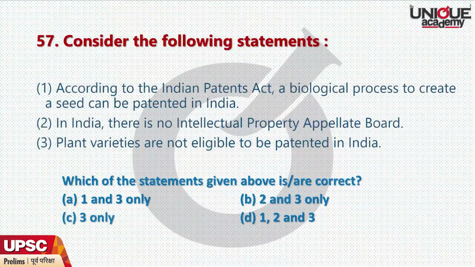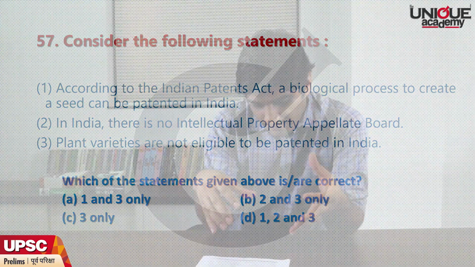Now, if you look at the paper, statement 1 and statement 3 are very much similar. Statement 1 is saying a biological process to create a seed can be patented in India. Statement 3 says plant varieties are not eligible to be patented in India. Basically once you get a different type of seed, you will get a different type of plant variety. So if you can get a patent on that seed, you can get a patent on the plant variety. So statement 1 and statement 3 go hand in hand. If statement 1 is true, then statement 3 should somewhat make sense.